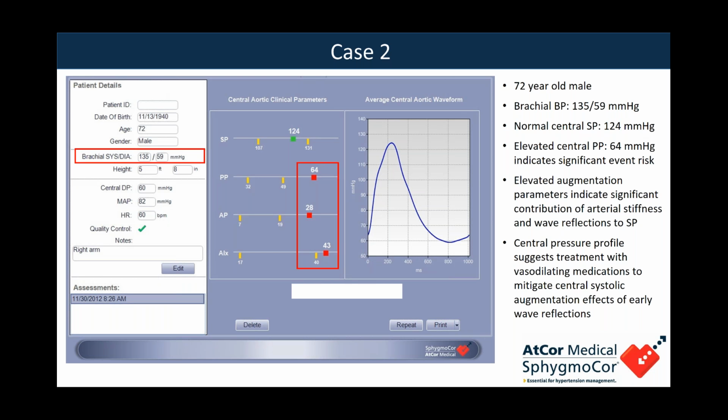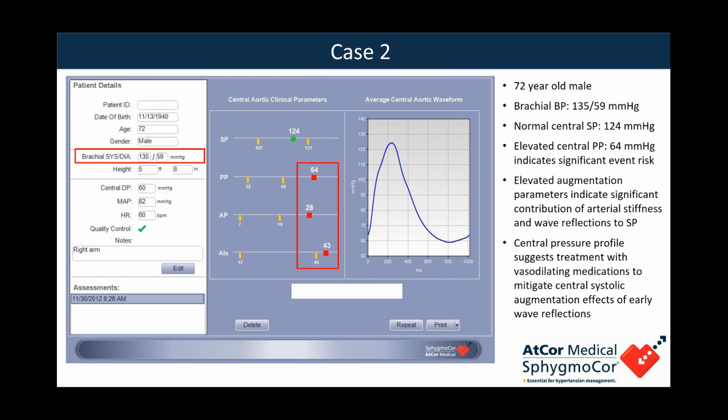So this profile suggests that despite a normal or lack of ominous brachial pressure, the central pressure was rather ugly looking, and this patient needs to be treated with likely an ACE inhibitor and plus or minus a calcium channel blocker to mitigate these augmentation effects of early wave reflections that are causing the augmentation pressure to go up, the augmentation index to go up, and subsequently the pulse pressure to go up.